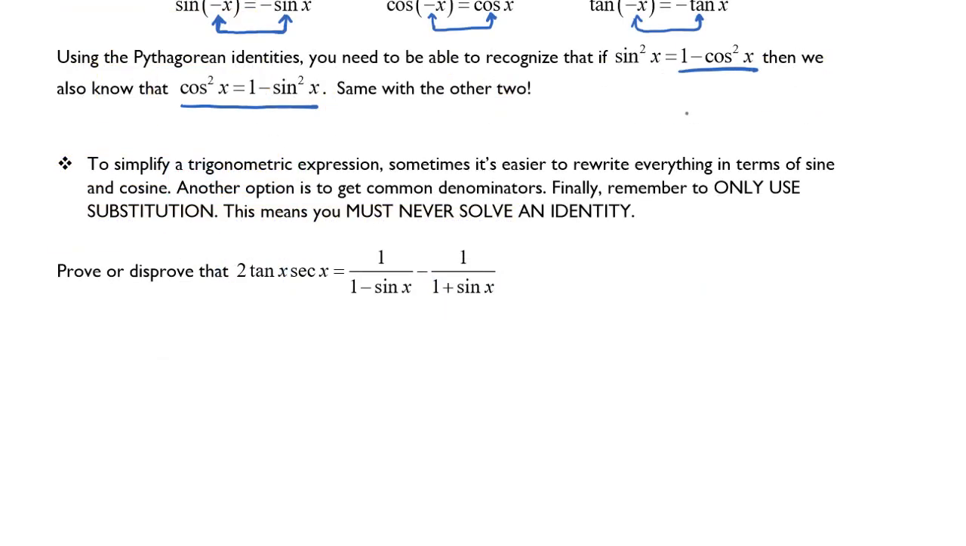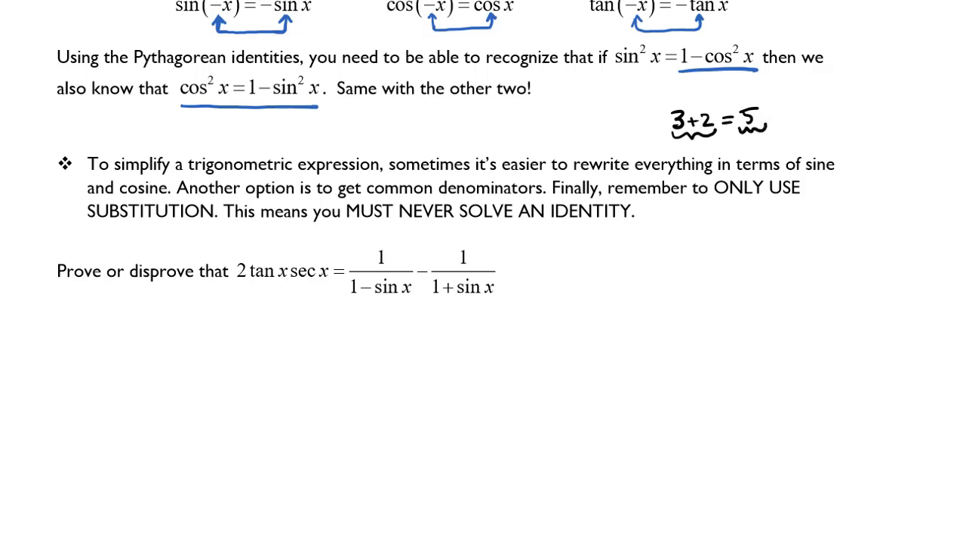Now remember I mentioned that if you have an identity, it's kind of like saying you have 3 plus 2 equals 5, where one side does not look like the other. But they're equivalent. When you are simplifying a trigonometric expression, sometimes it's easier to rewrite everything in terms of sine and cosine. Another option is to get a common denominator. And finally, remember to only use substitution.